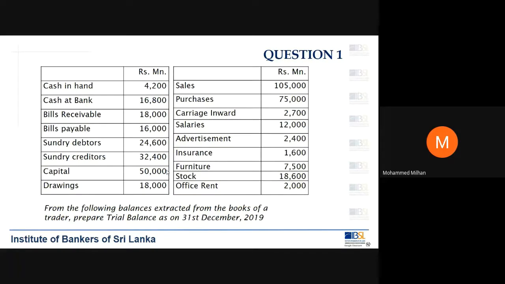Which we have sold is coming back to us. What is it? Can you explain? Which we have sold has come back to us. No, that is not this. That is return inwards, sales return. This is something else. Carriage.